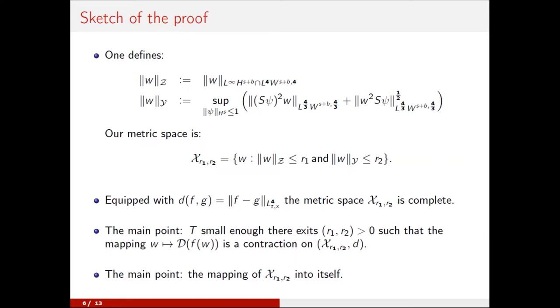So all the difficulty, of course, is here: how to prove that this operator maps this metric space into itself. I'm not going to give the details, but here we meet a little bit of the analysis by Bourgain. We use a bump function in time in order to get a function which is globally defined in time, and we use the Fourier transform in time in order to write the Duhamel part.